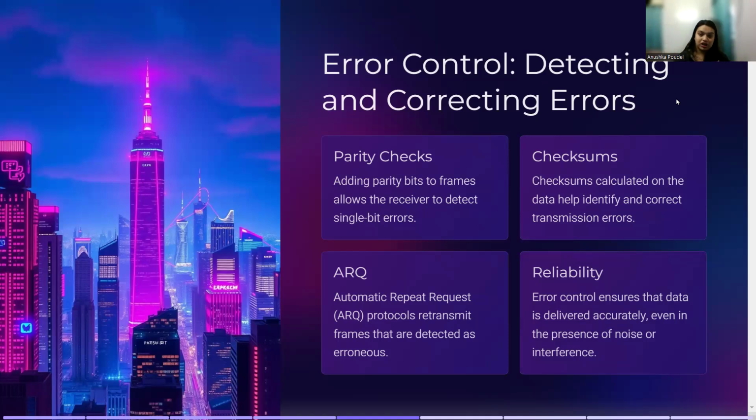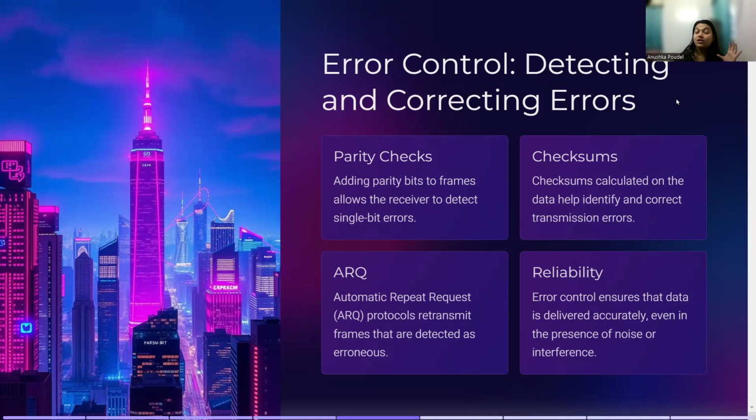Now, for error detection and correction, we have certain checks, certain rules that can be checked. First of all is parity check. So adding parity bits to frames allows the receiver to detect single bit errors. Then you have checksum, which is calculated on the data, which helps to identify whether the correct transmission has occurred or not. After the checksum has been performed, the result at the receiver should be all zeros. Then you have ARQ, that is automatic repeat request protocol, which retransmits frames that are detected as erroneous.